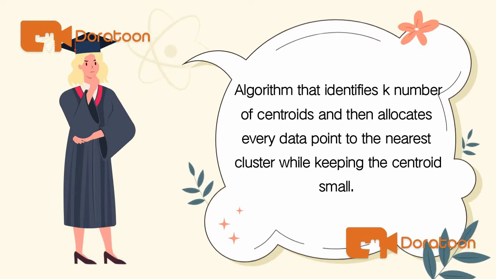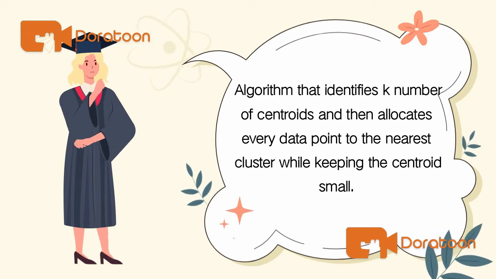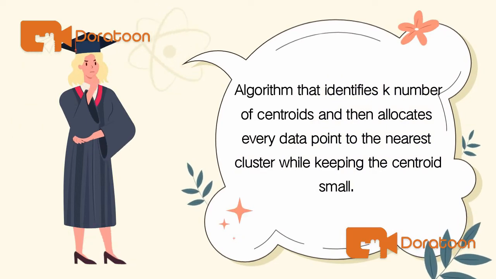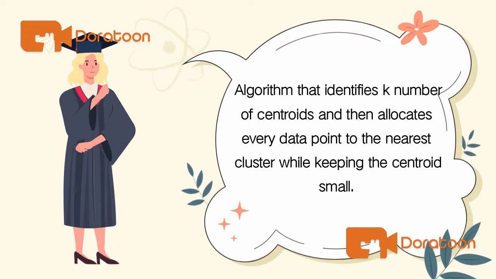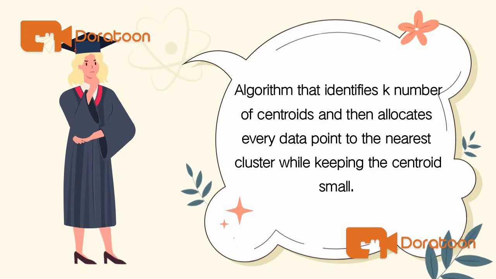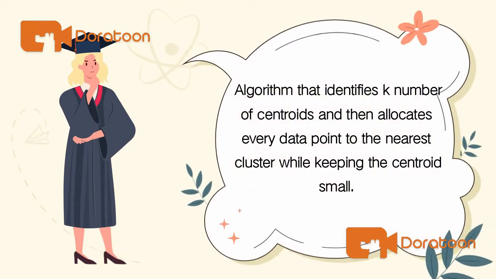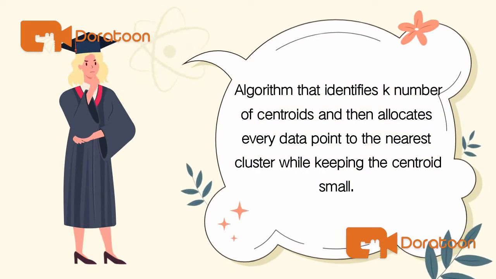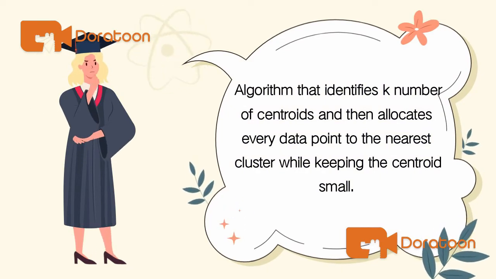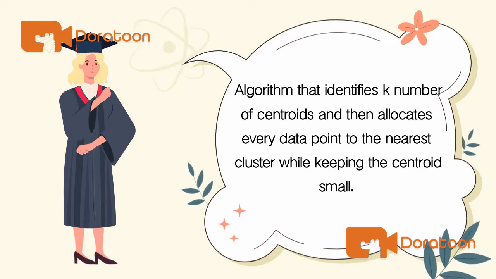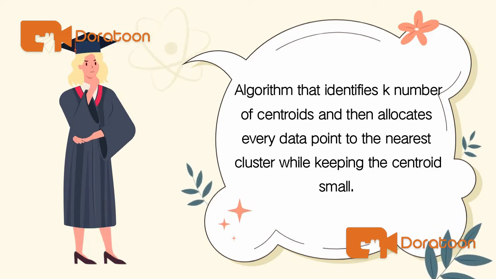A cluster refers to a collection of data points aggregated together because of certain similarities. We will define a target number k, which refers to the number of centroids that will be needed in the dataset. A centroid is the imaginary or real location representing the center of the cluster. Every data point is allocated to each of the clusters by reducing the in-cluster sum of squares.